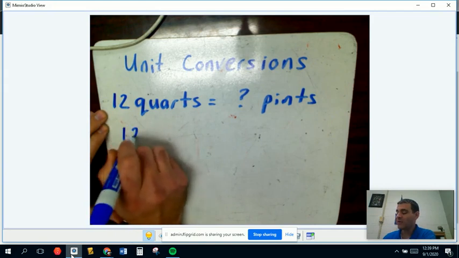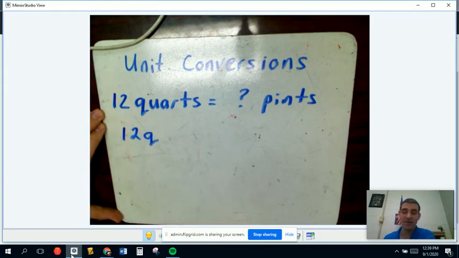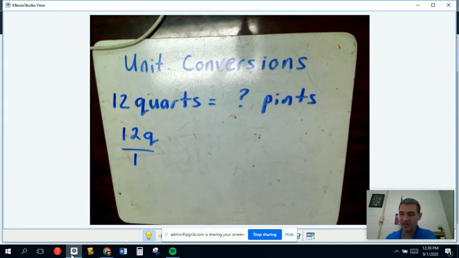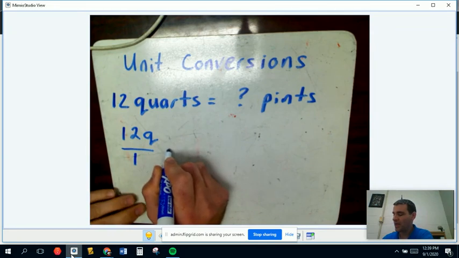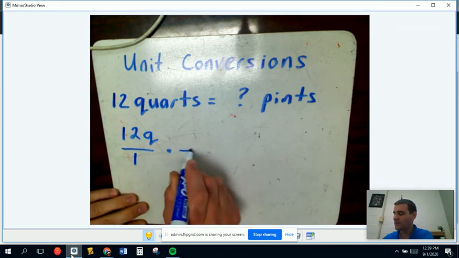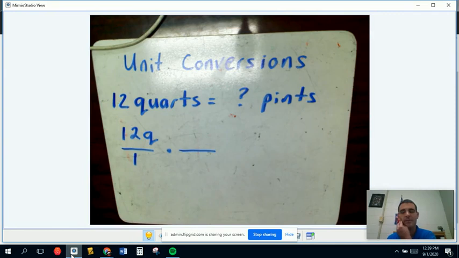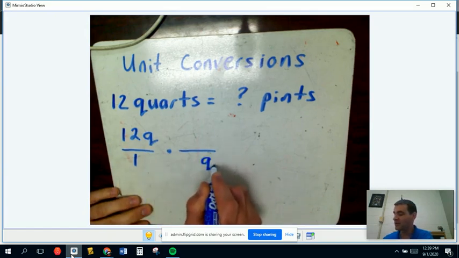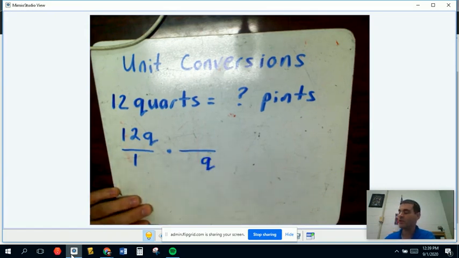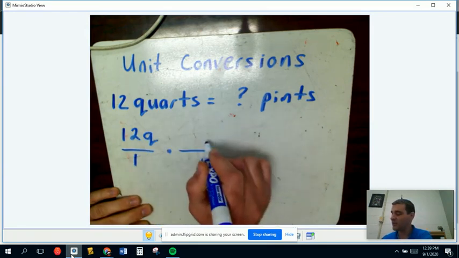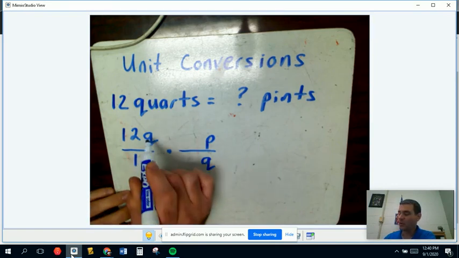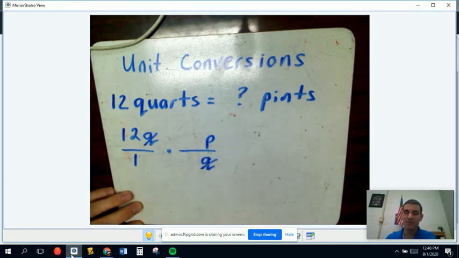I'm going to write 12Q. That's what we're given, with Q obviously short for quarts. Go ahead and underline that and put a 1, which doesn't change the value. And what I'm going to do is multiply this by a fraction whose value is 1. I'll show you what I mean in just a minute. But whatever unit you have here, you want to match it down there. Okay. And then whatever unit you're trying to change to, pints, you want to put it right here. I'll put P. And the reason you do that is the quarts will cancel and it leaves you with pints.